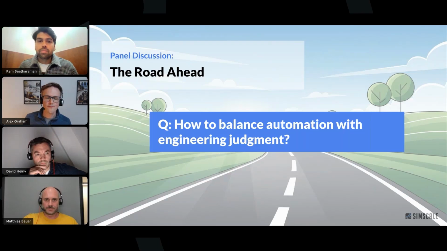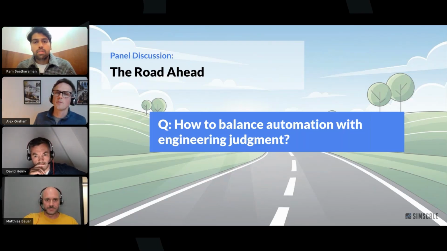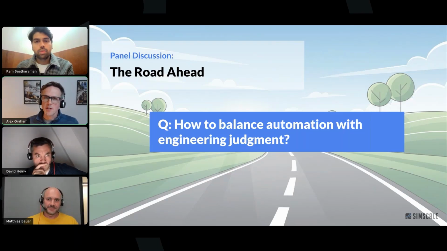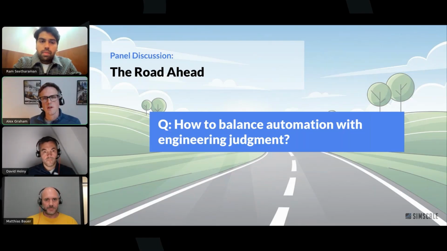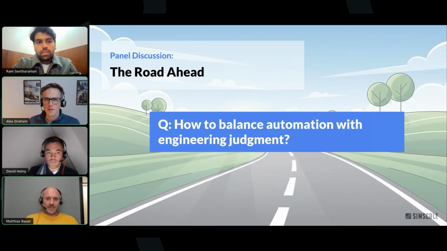Matthias, you've obviously been accelerating simulation massively using physics AI, going from maybe hours or days down to seconds for physics predictions. But do you also see an increasing need to combine that with the kind of agentic workflows that Ram is describing, to make sense of that data and serve it to engineers?